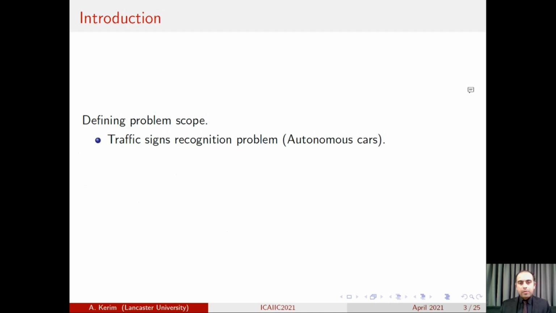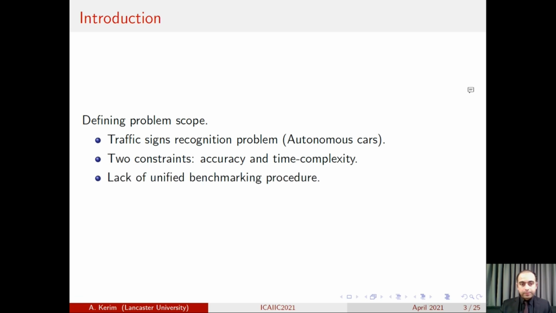The main problem that we are considering in this work is the traffic signs recognition problem. This problem was selected because it's critical for many industries, especially for autonomous cars. Accuracy and low time complexity are the two main things required in order to develop an optimal solution for the problem. The lack of a unified benchmarking procedure is one key problem in this domain.